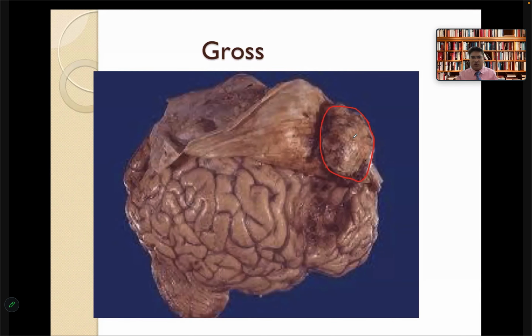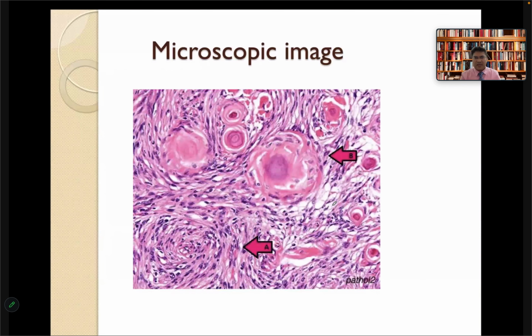So this is a large solid tumor which is attached to the dura, so we say dural based tumor. This tumor is causing depression of the underlying brain, so the patient will have neurological deficit because of this compression. And we take a section and see under the microscope, we see two important microscopic features.